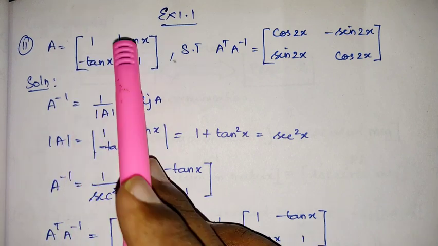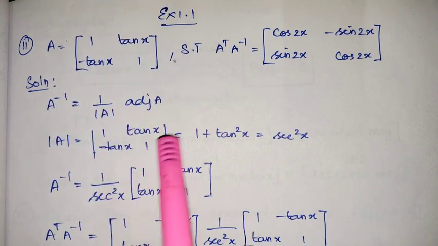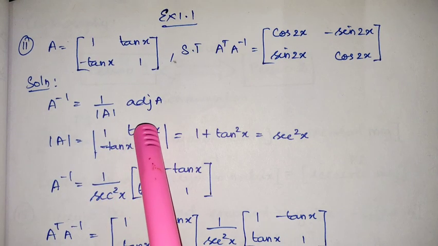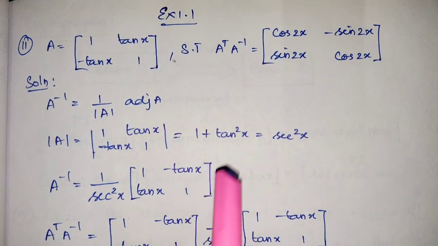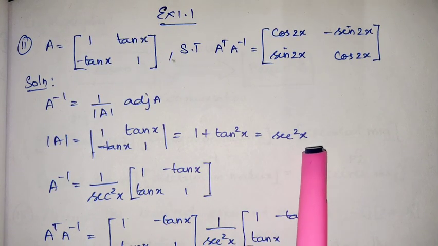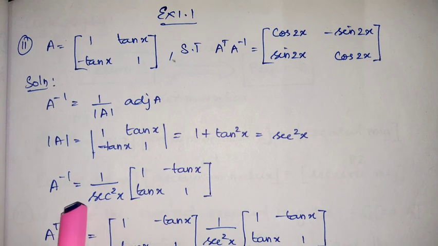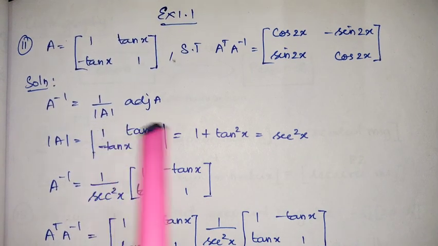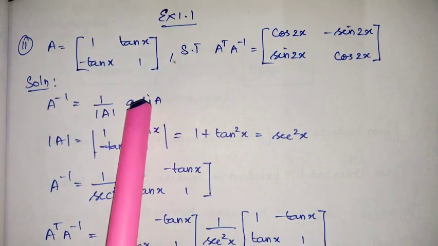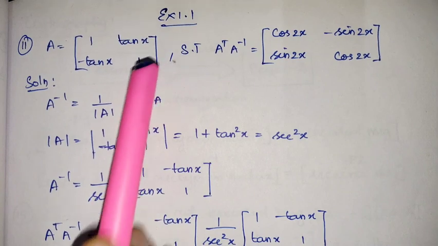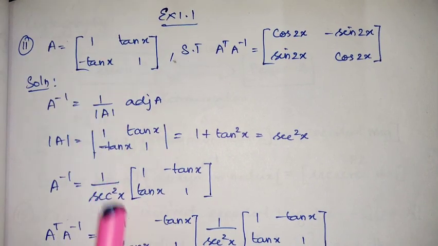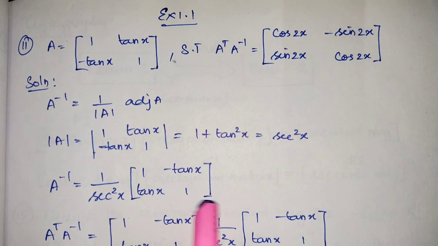So determinant of A, I have written the matrix. 1 into 1 is 1, minus tan x into tan x is minus tan square x, so it is plus tan square x. You know that 1 plus tan square x is secant square x in trigonometry identity, so we can write it as secant square x. Now A inverse is equal to 1 by determinant A, which is secant square x, into adjoint A. How will you find adjoint A? You have to interchange the two elements. So 1 and 1, change the sign of this, so it is minus, change the sign of this, so it is plus. Okay, so now this is A inverse.